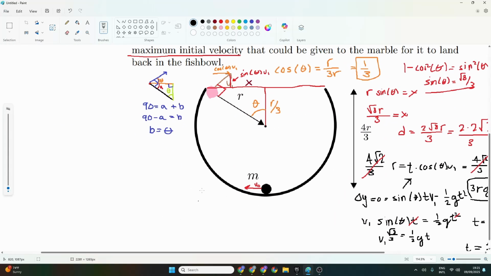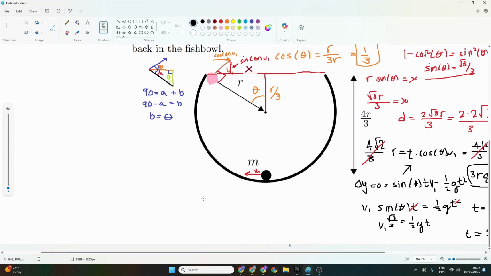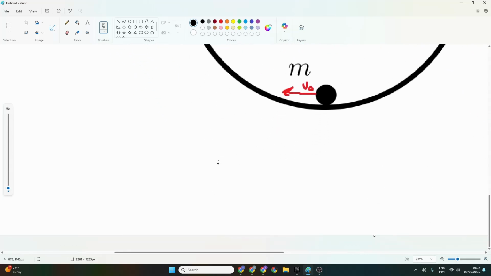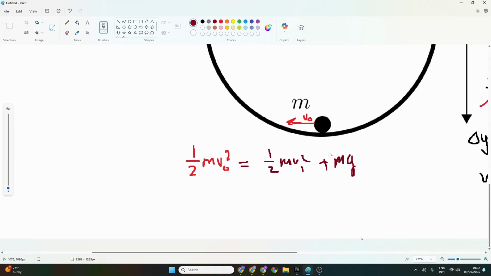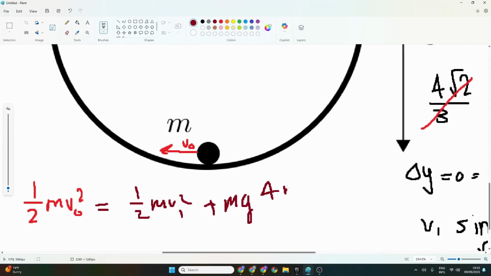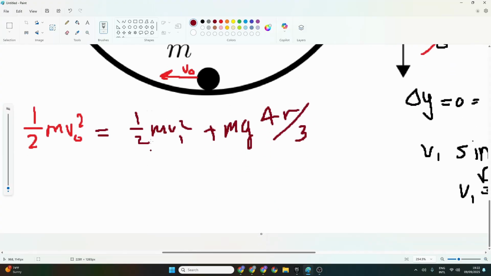What now? Well, we can use energy to find v1 in terms of v naught, right? Or the other way around. So we know that our initial energy is going to be equal to 1/2 m v naught squared, and we know our final energy is going to be equal to 1/2 m v1 squared plus mg, and our height is 4r over 3. Now let's get rid of all these m's, because we can. We cross them out from all sides. We end up with this.